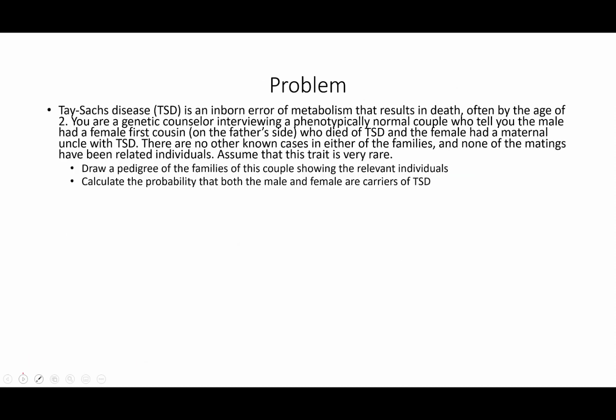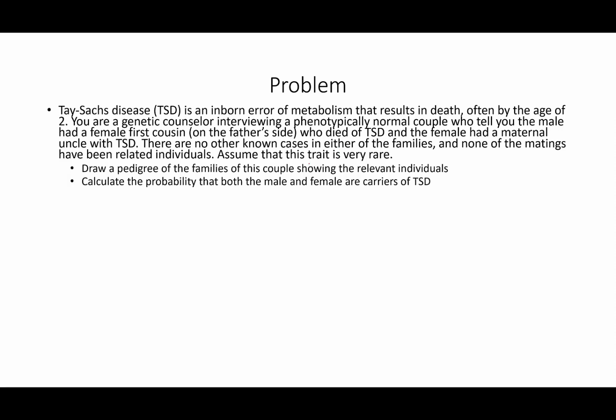So let's do a pedigree problem together. It says Tay-Sachs disease is an inborn error of metabolism that results in death, often by the age of 2. You're a genetic counselor interviewing a phenotypically normal couple who tell you the male had a female first cousin on the father's side who died of Tay-Sachs disease, and the female had a maternal uncle with Tay-Sachs disease. There are no other known cases in either of the families, and none of the matings have been between related individuals. Assume that this trait is very rare.